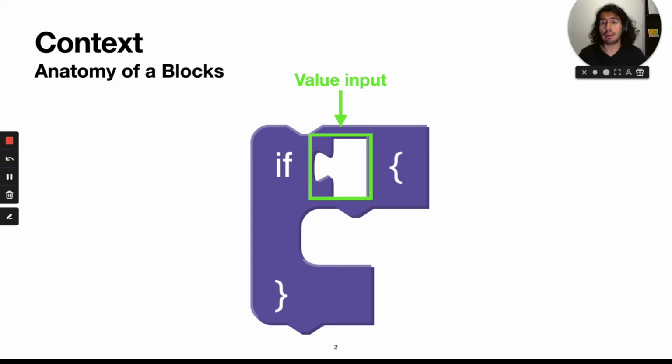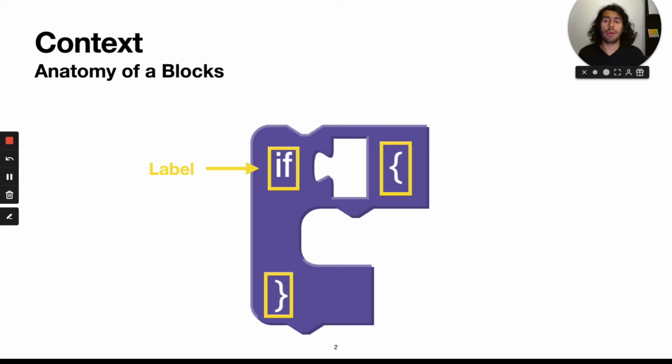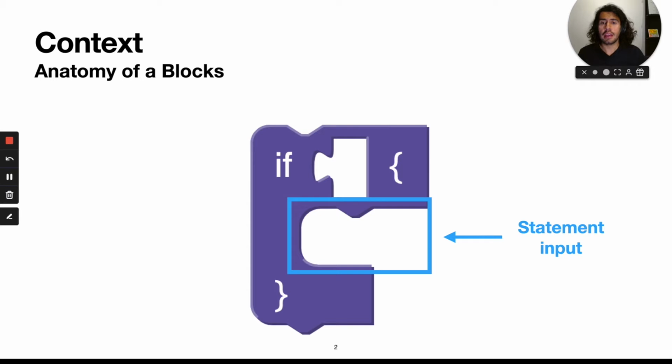They have different characteristics. First, they have a value input. Value inputs are used to represent expressions. Then we have labels, as in most programming languages. And then we have statement inputs. Statement inputs are similar to value inputs, but their main difference is that statement inputs are stacked in a vertical way, while value inputs are stacked in a horizontal way.